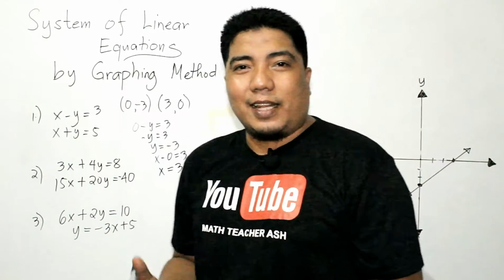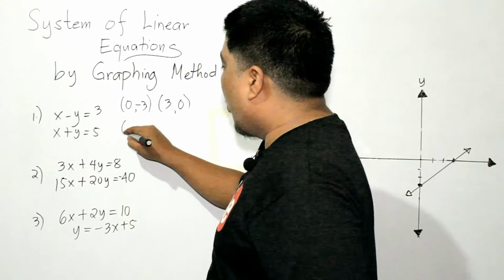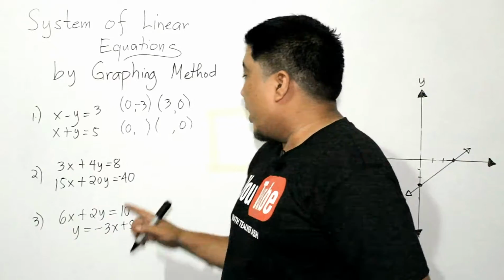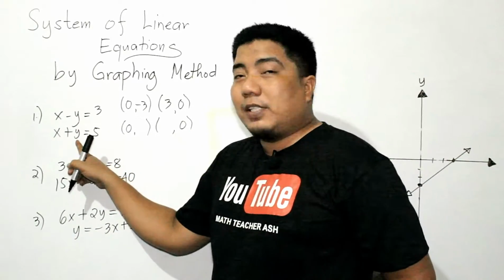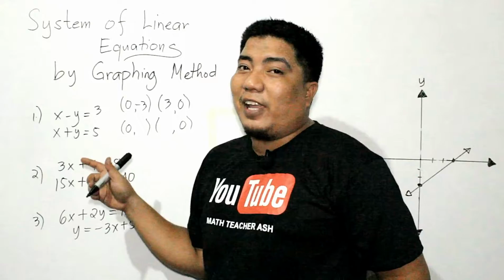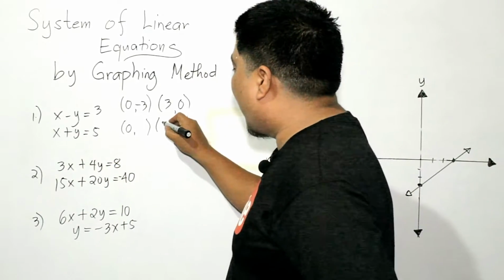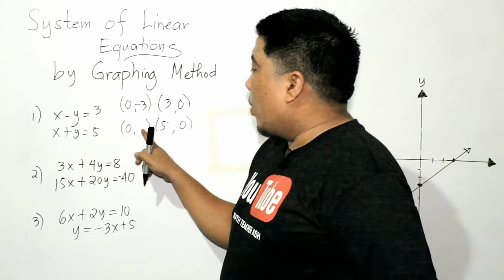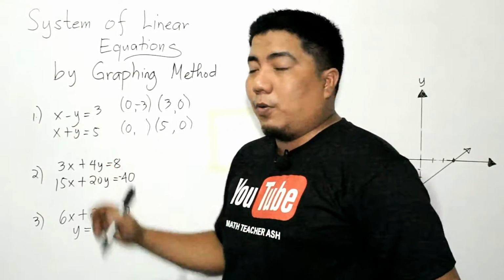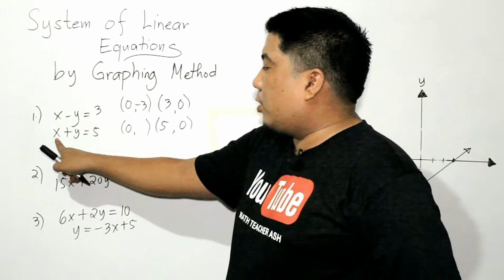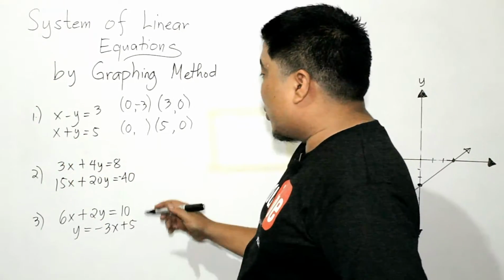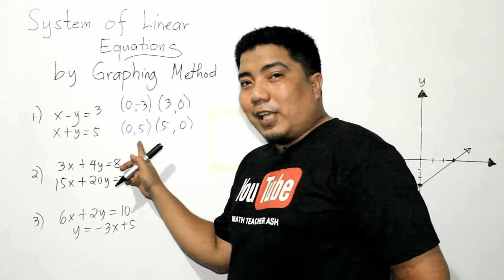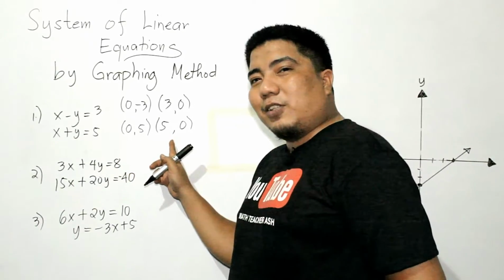Now, let us consider the second equation. For our second equation, we need to have the y-intercept as well as the x-intercept. Let's start with the x-intercept. If y will be 0, that is x plus 0 is equal to 5. Then, we can have 5 as our x-intercept. Now, how about if our x is equal to 0? What will be our y? If this is 0 plus y, this will also become 5. So therefore, our y-intercept is 5 and our x-intercept is 5.